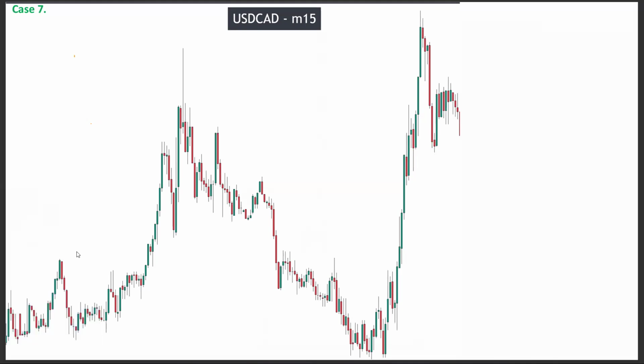And since price broke out of the range, you mark the lowest level of the range. You can see price came back inside and bought strongly. Price broke out of the range here, mark the lowest level here. Price came back and bought strongly.